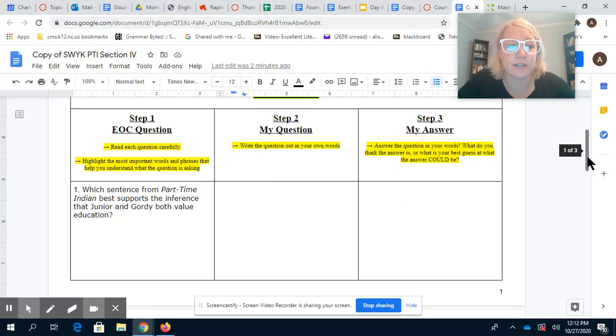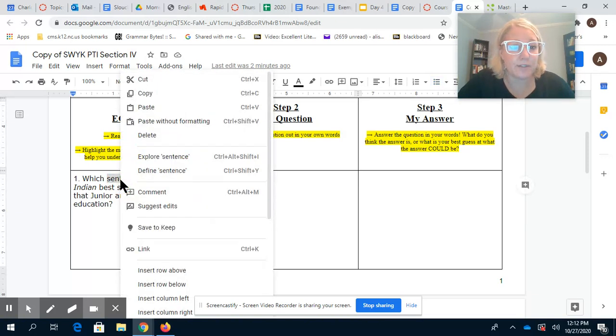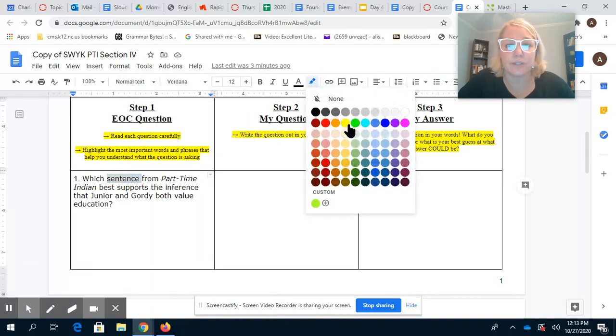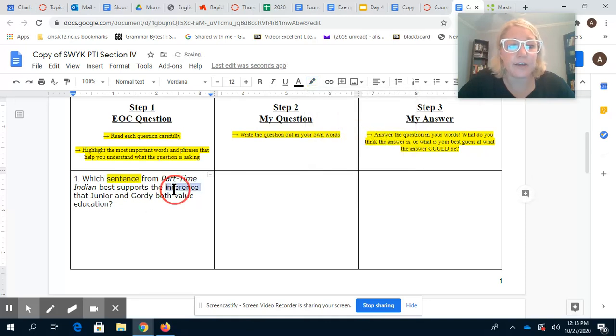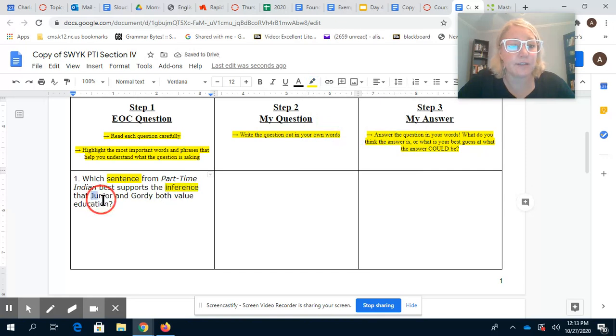So let's get started. All right, so here we are highlighting important words and phrases, and then we are going to write out the question in our own words. Question 1 says, which sentence from Part-Time Indian best supports the inference that Junior and Gordy both value education? All right, so I am going to highlight this word sentence, and I'm going to highlight the word inference because that is very important. And this fact that both Junior and Gordy value education.